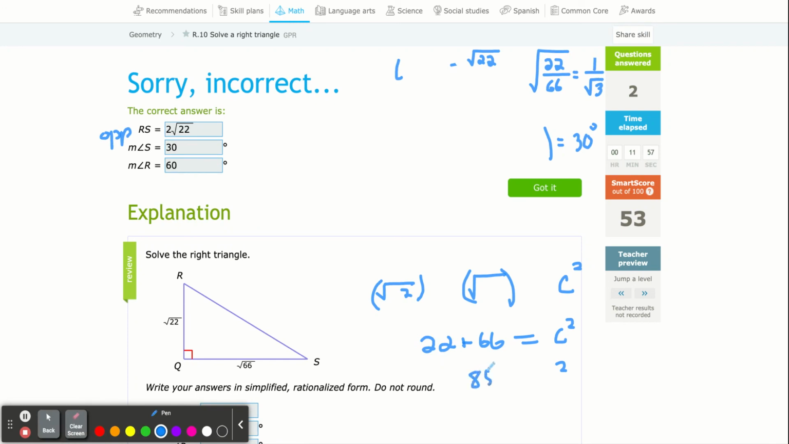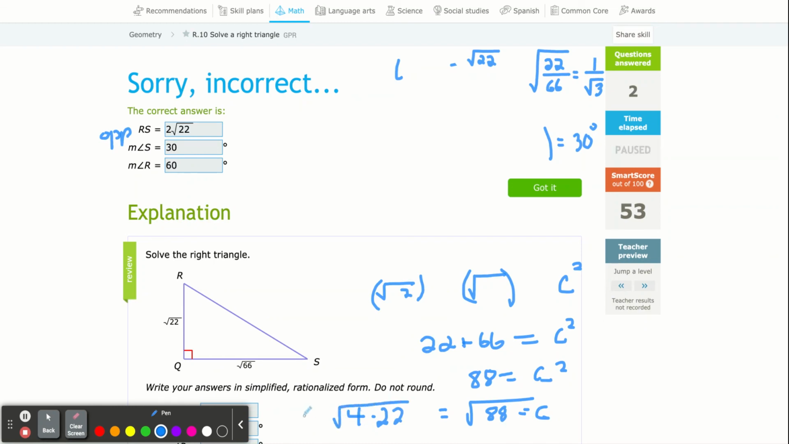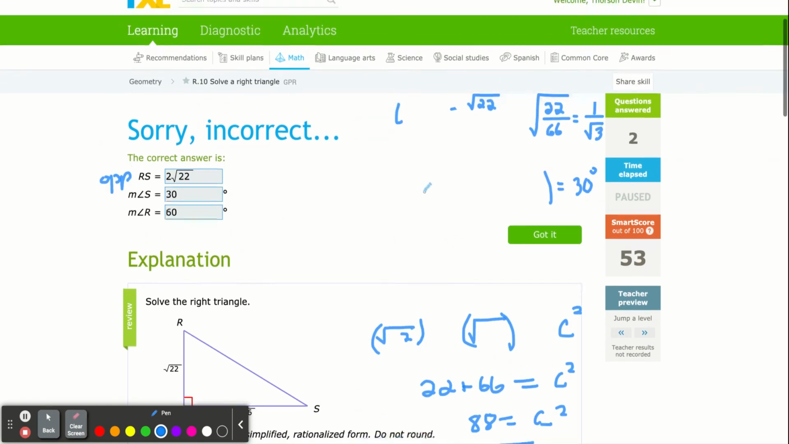Remember, we had 88 equals c squared. So c was equal to the square root of 88, which for whatever reason I oversimplified in my head, thinking that's 4 times 11. No, 4 times 22 is 88. So the 4 becomes a 2, and it leaves a square root of 22, not a square root of 11. I had a square root of 11 here, and that's why I got it wrong. So be very, very careful when you reduce your square roots.